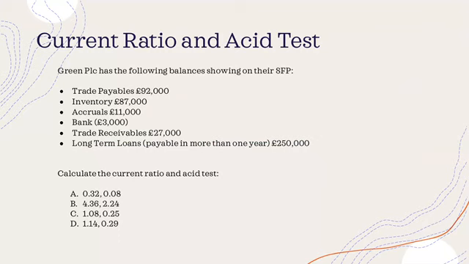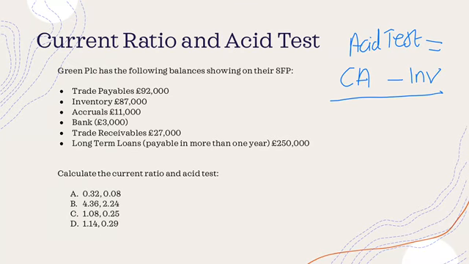So the acid test calculation is acid test is equal to the current assets minus inventory. So we don't include the inventory, divided by current liabilities. So in this case, it would be 27,000 from the trade receivables. We do not include inventory in this calculation.